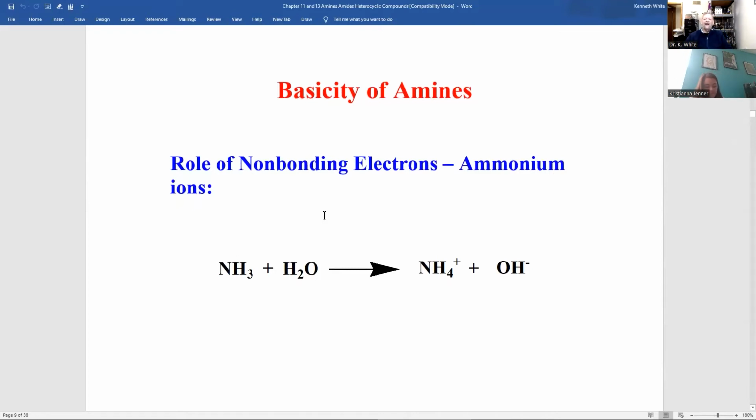Now, for this slide, click switches off, but it's important background information. Ammonia is a base. Remember, a base is a proton acceptor. And I really should have it like this as an equilibrium with a little arrow going back. If you take ammonia and put it in water, you'll form ammonium hydroxide, an acid-base reaction.